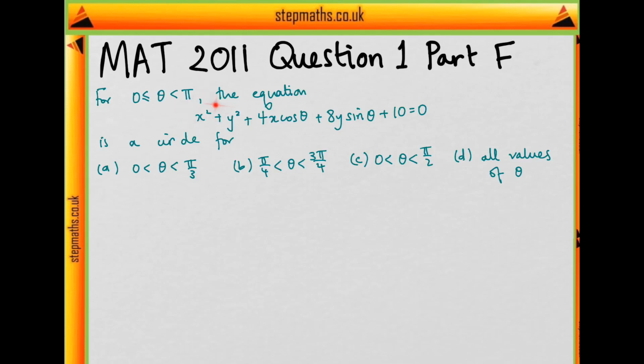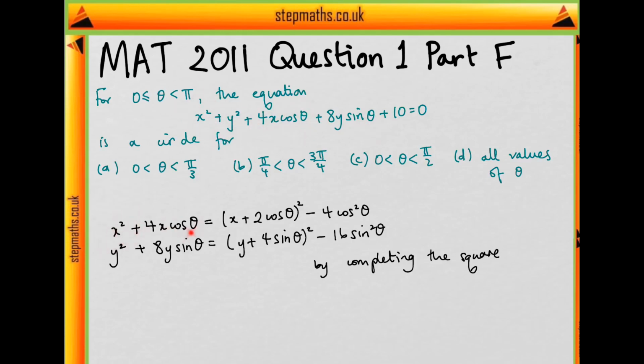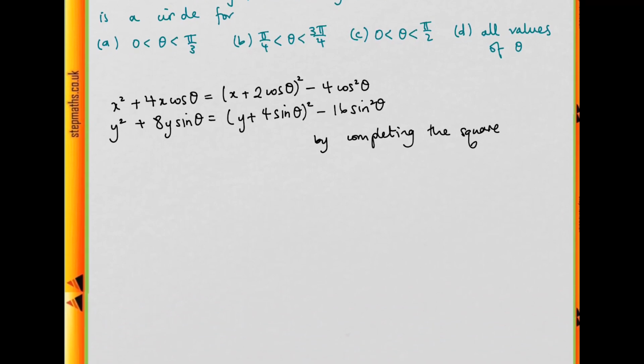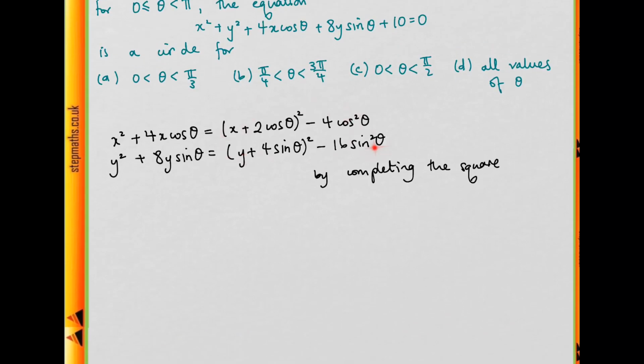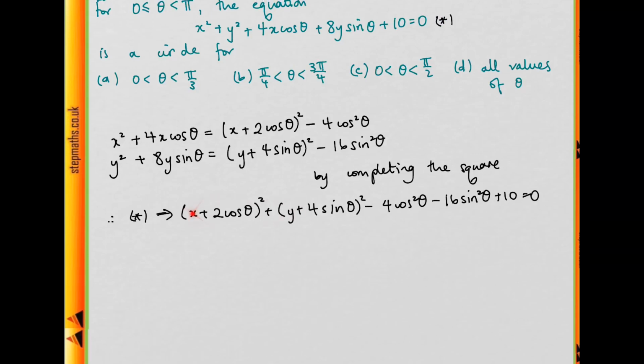So if I complete the square on the x terms and also on the y terms, we find that x squared plus 4x cos theta is equal to this, and similarly for y squared plus 8y sine theta. And so if we substitute these into here, let me call this star, this is the equation that we end up with, and that's just by substituting these in for the x squared plus 4x cos theta and y squared plus 8y sine theta. And let's just take these terms that don't have any x or y's in to the other side of the equation.